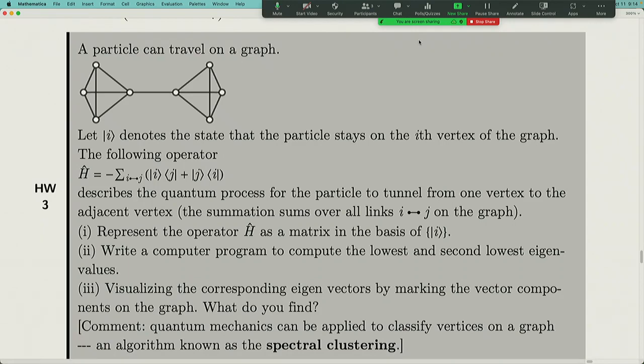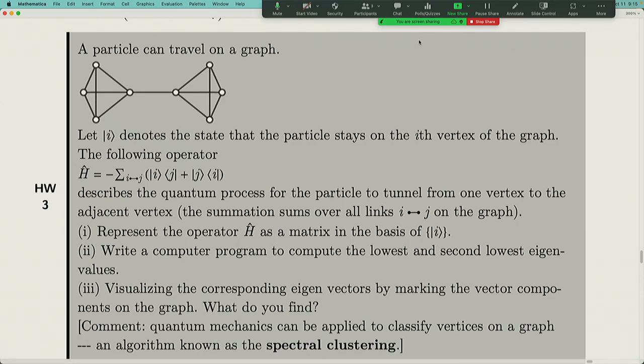I can tell you the result: it automatically colors this part. For the lowest eigenvalue, every site will be colored red, meaning every site has a positive component in its eigenvector. For the second lowest eigenvector, all of the left-hand cluster is red and this cluster is blue, or something like that. Automatically, this eigenvector colors the two clusters differently, meaning the components will be positive on one side and negative on the other. So it automatically splits the clusters apart.